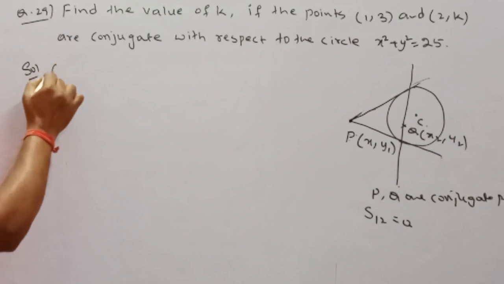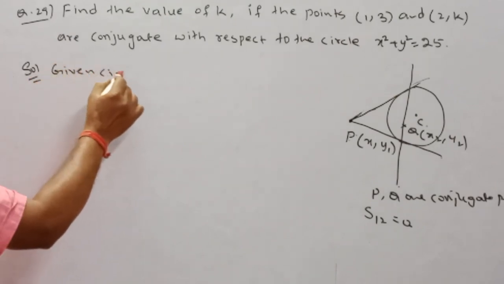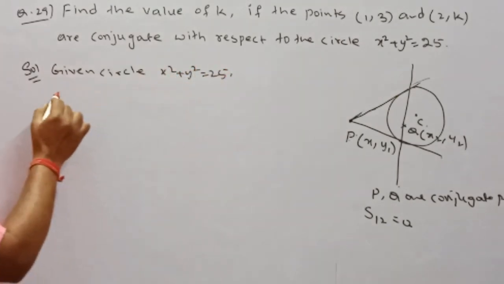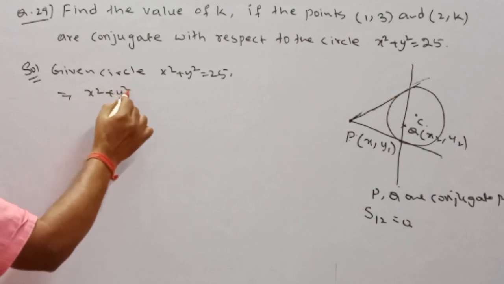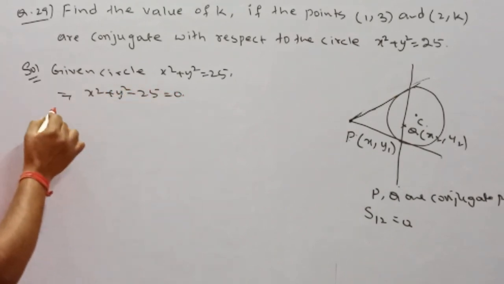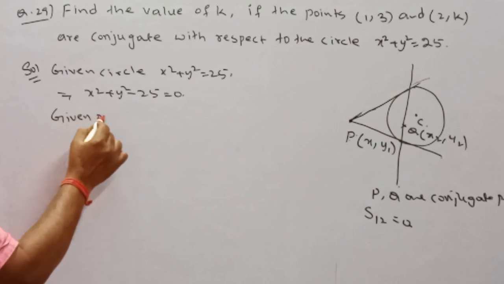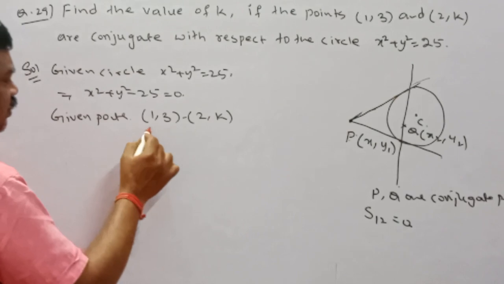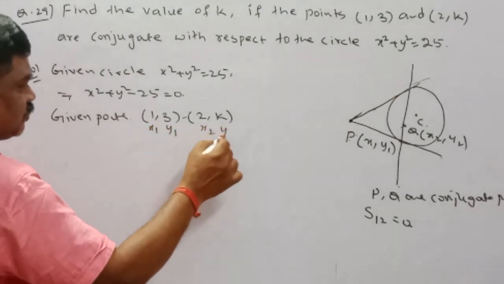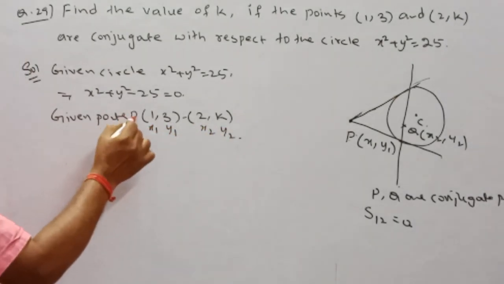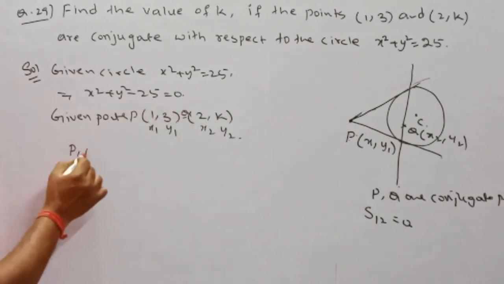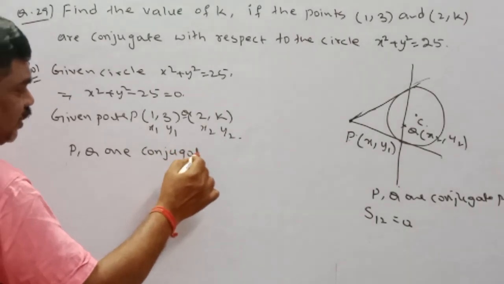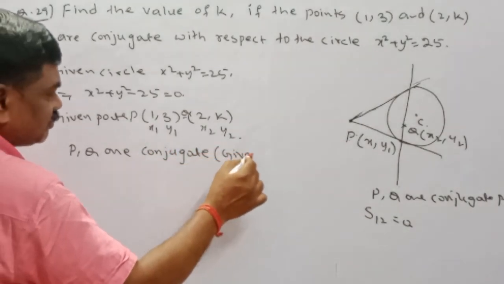Let the given circle be x² + y² = 25. Then x² + y² - 25 = 0. The given points are (1, 3) and (2, k). This is (x1, y1), this is (x2, y2). Then this is P, this is Q. P and Q are conjugate.